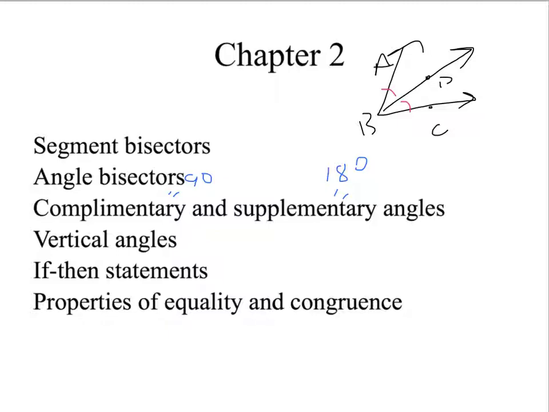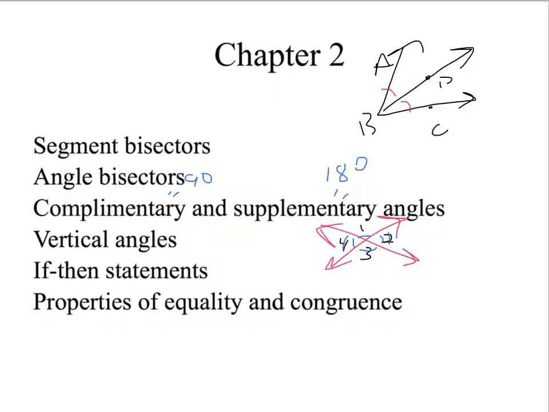So don't forget those. Vertical angles, if you remember the vertical angles theorem, tells you that the opposite angles are going to be congruent. So if I look at this measure right here, 1 and 3 would be congruent, and 2 and 4 would be congruent to each other. That's because of our vertical angles theorem. Those are known as vertical angles. If-then statements: if something is true, then this is true. So your if is with your hypothesis, your then is with your conclusion. And then last but not least, properties of equality and congruence.